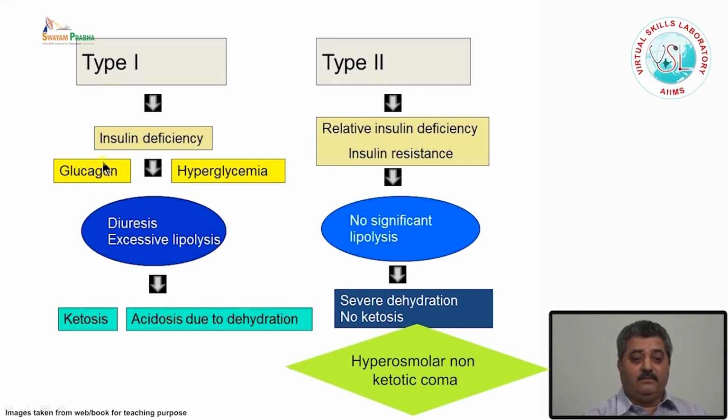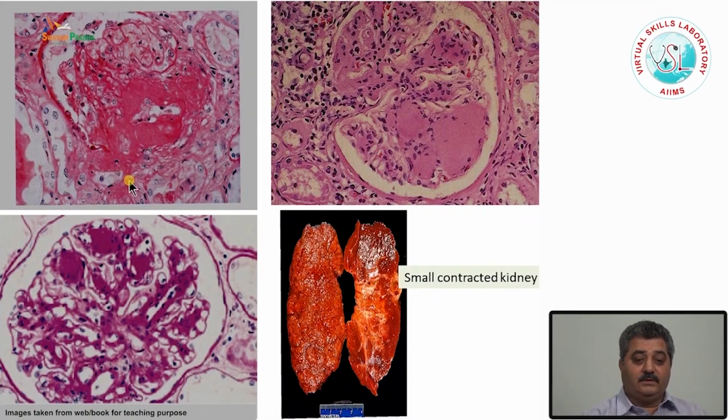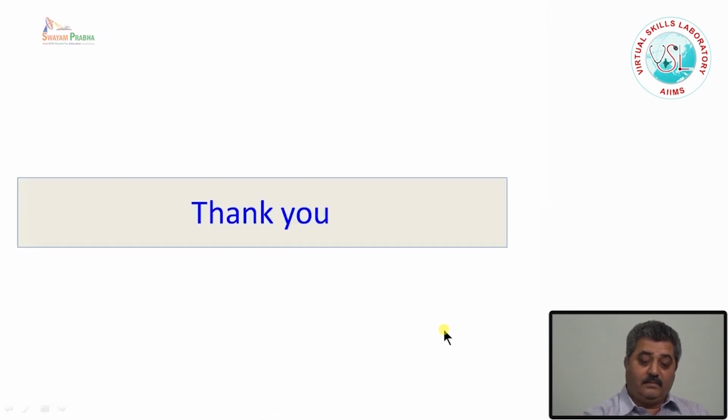This shows in a nutshell the mechanism of type 1 and type 2 diabetes, and in the end this picture shows the complications of diabetes, which are very important and one of the most important causes of mortality and morbidity in diabetic patients. Thank you.